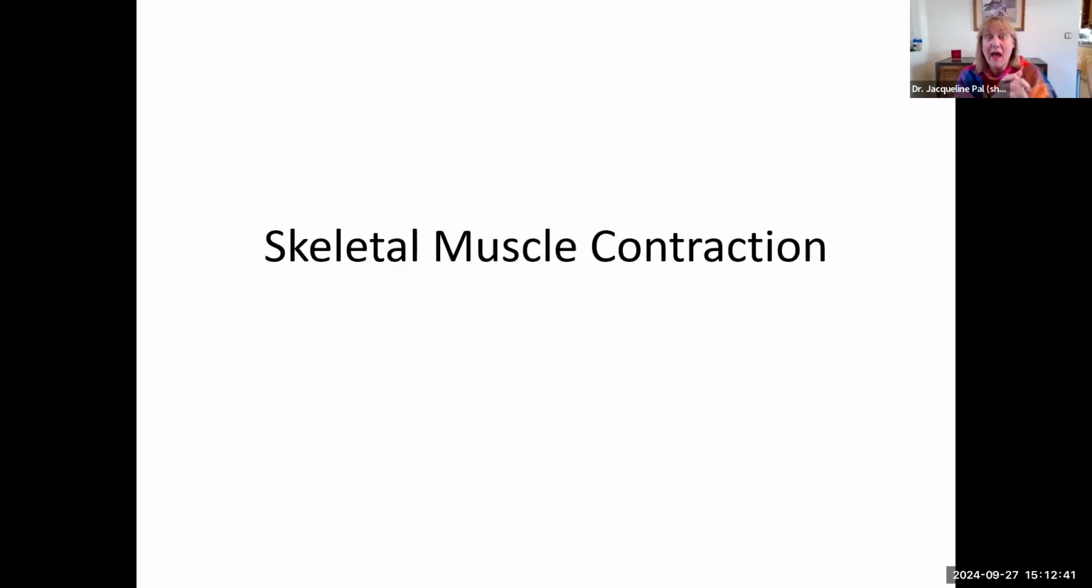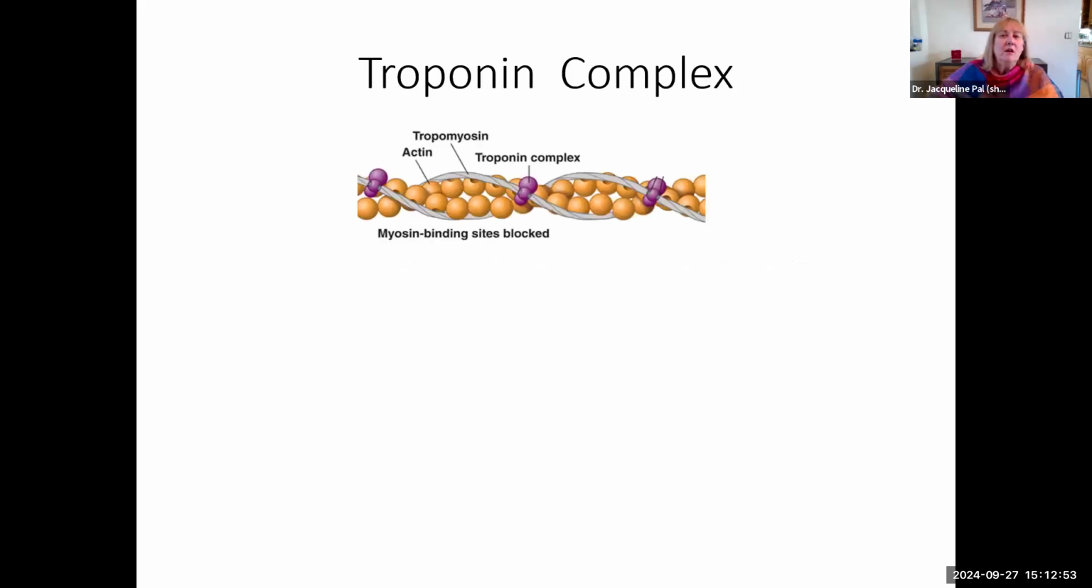Okay, let's come back. Let's hit a couple new things and talk about skeletal muscle contraction. Let's put all these moving pieces together, all these terms you've learned about today. So let's look at that complex troponin was making, because we need that to all work together for this contraction to happen. So remember, troponin had three little parts to it.